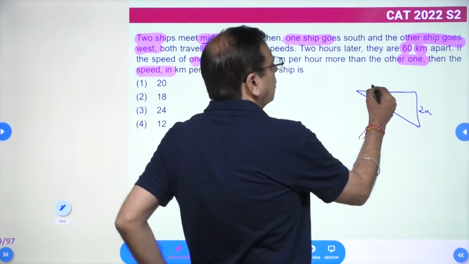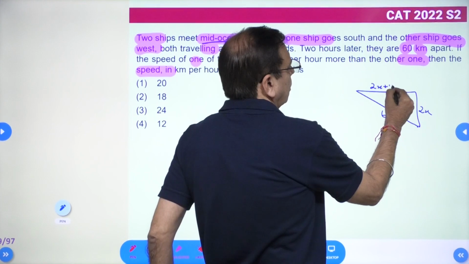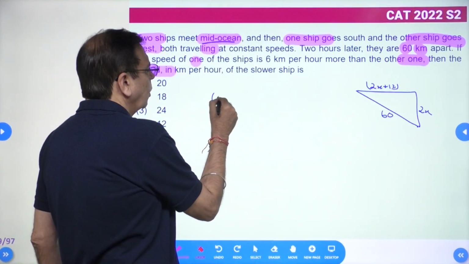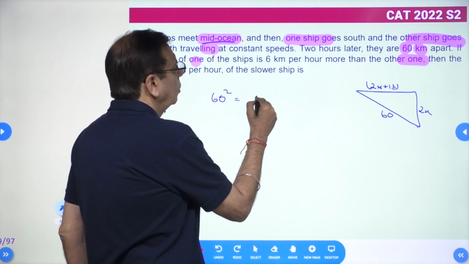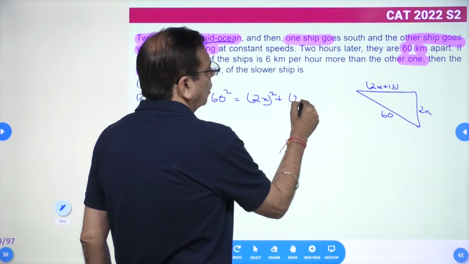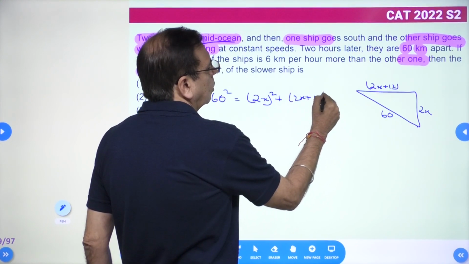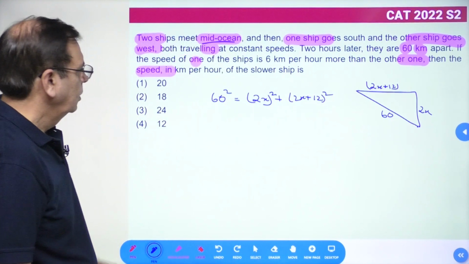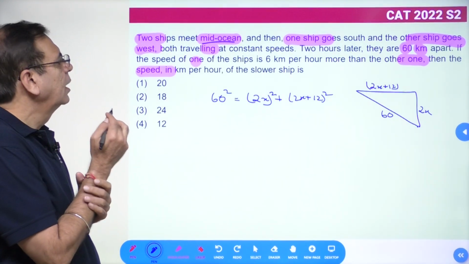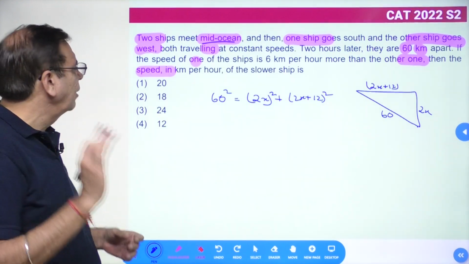This is 2x plus 12. Now, we can clearly say this means 60 square should be equal to 2x whole square plus 2x plus 12 whole square. Should you solve this equation? No, you should not solve the equation. Check the choices. Please remember you have to check the choices.